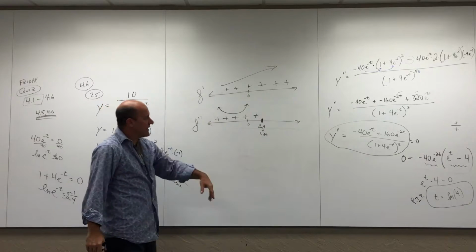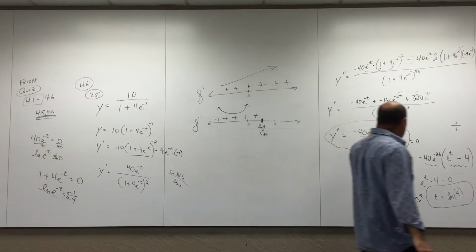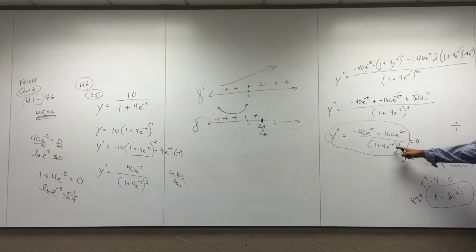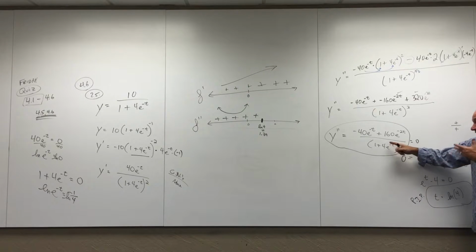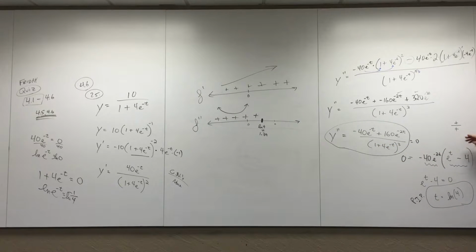What about to the right? I guess I could pick a 2. This is not going to be as fun. When you pick a 2 and plug it in, you're going to get some nasty little numbers here. E to the negative 2, but it's positive, and it's multiplied by 4, and then you add 1, and then you cube it. The denominator is positive again.